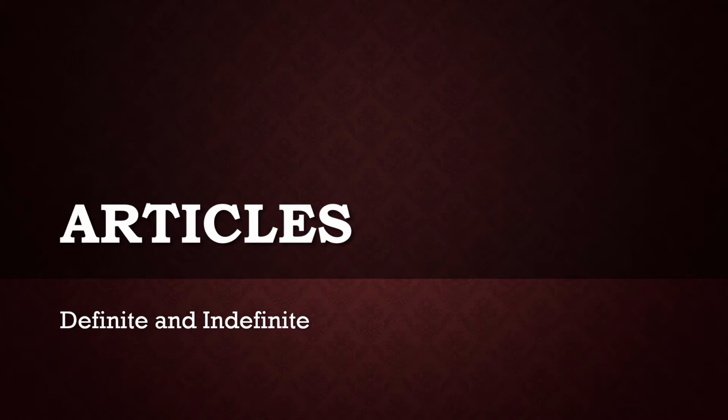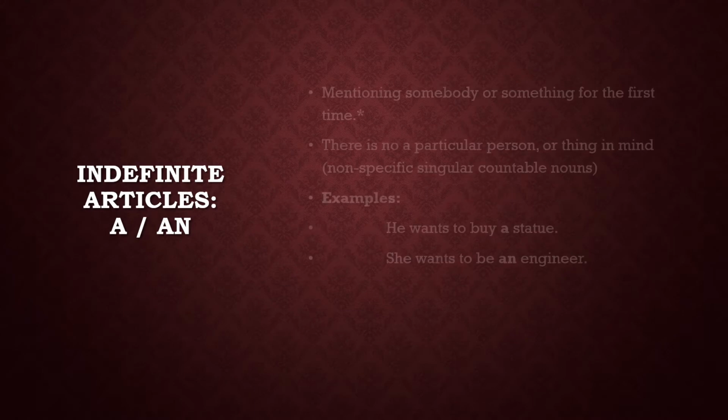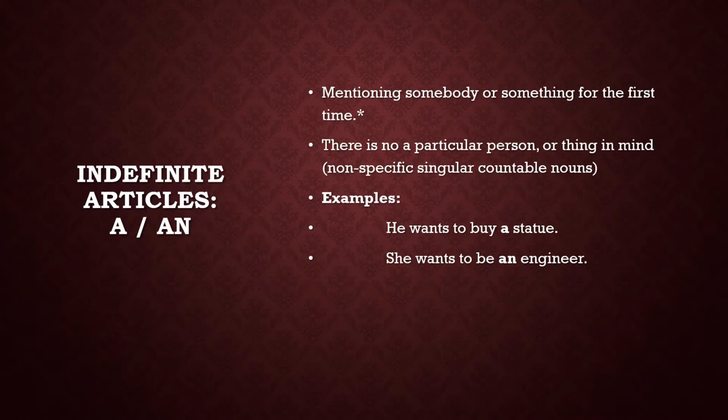Let's see the use of articles, definite and indefinite. Let's begin with the indefinite articles, a and an. They are normally singular, and they are used when mentioning somebody or something for the first time, when there is no particular person or thing in mind. I mean, not anything specific.